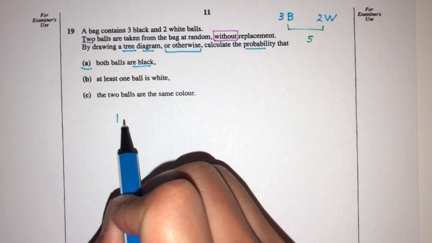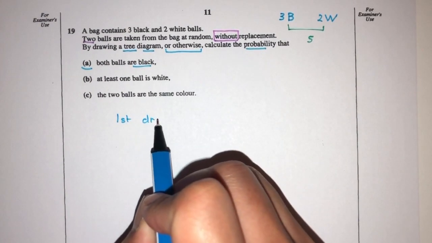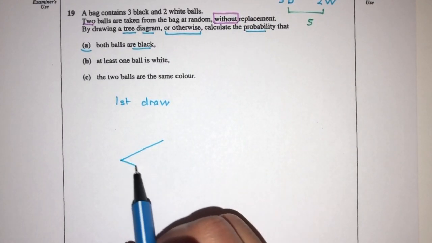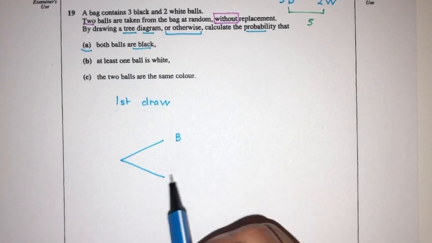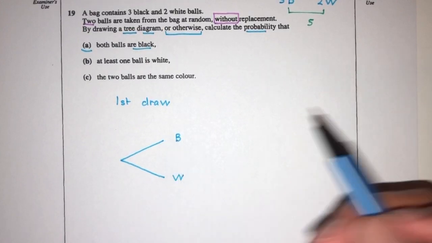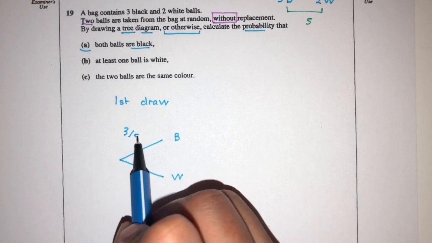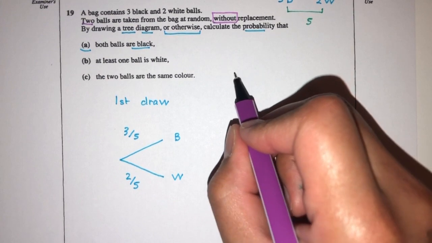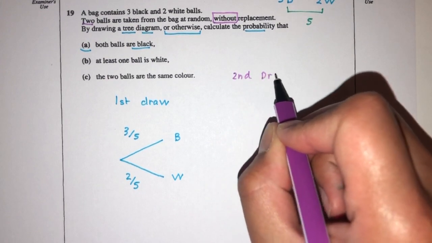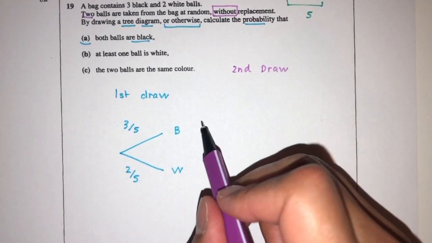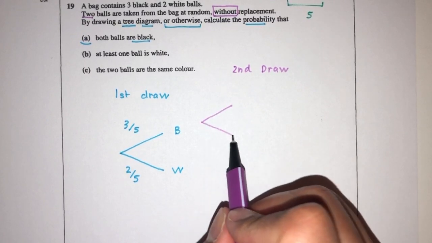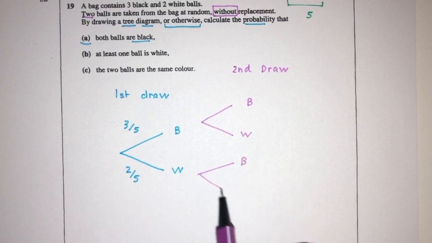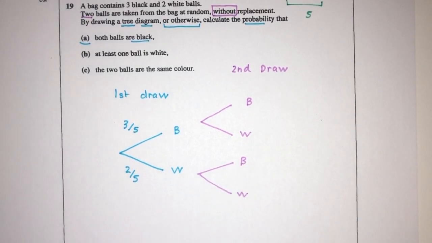So for the first draw, let's see what do we have. So it can either be a black ball or a white ball. The chance of getting a black ball will be 3/5 and then 2/5. That's the beginning. And then following this we have a second draw. Right, so if you have 2 chances again, we can get a black ball or a white ball, or here same thing, black ball or a white ball.